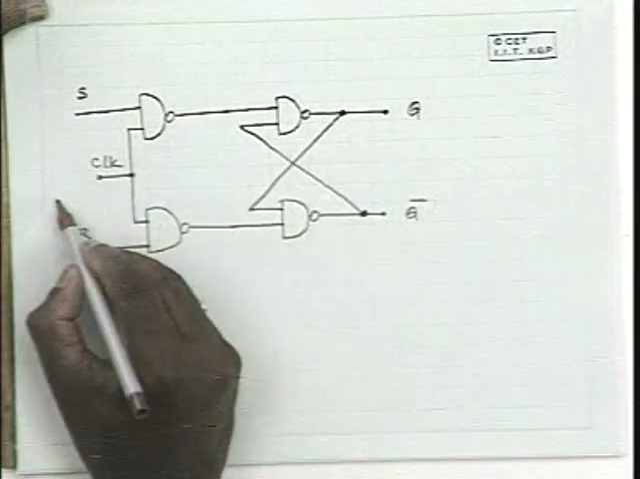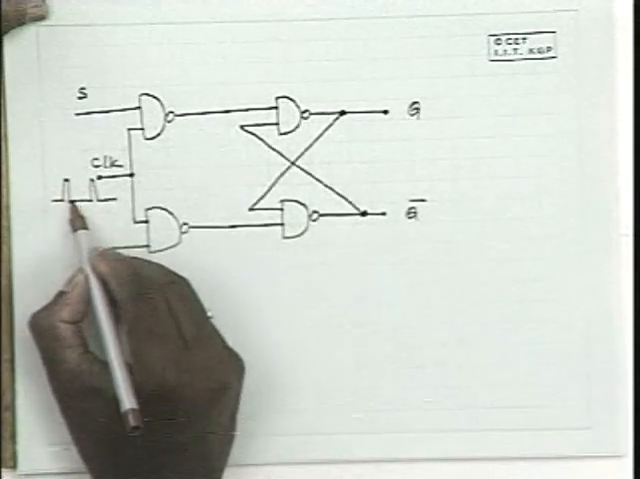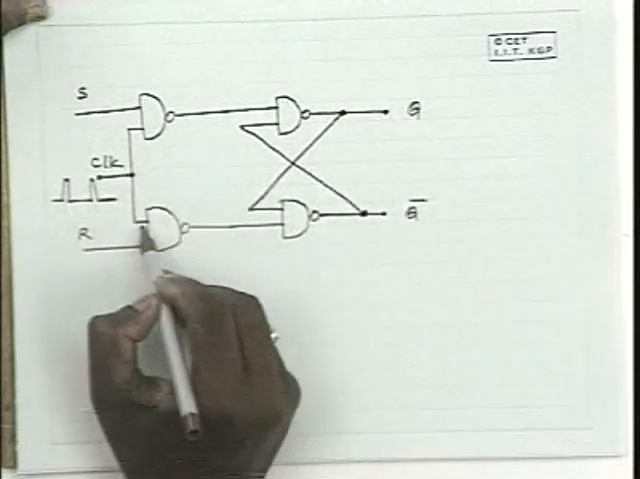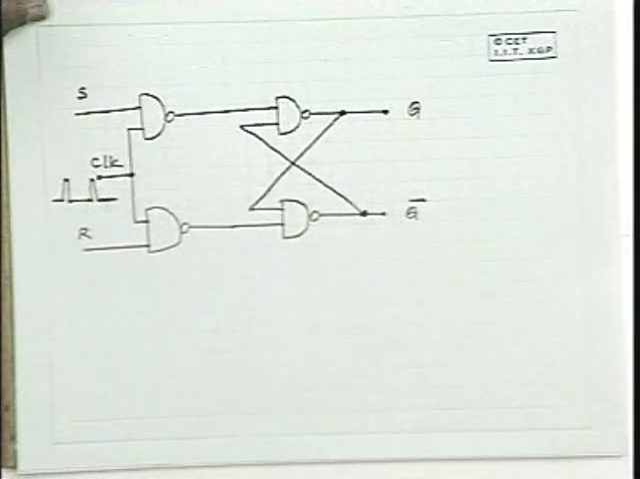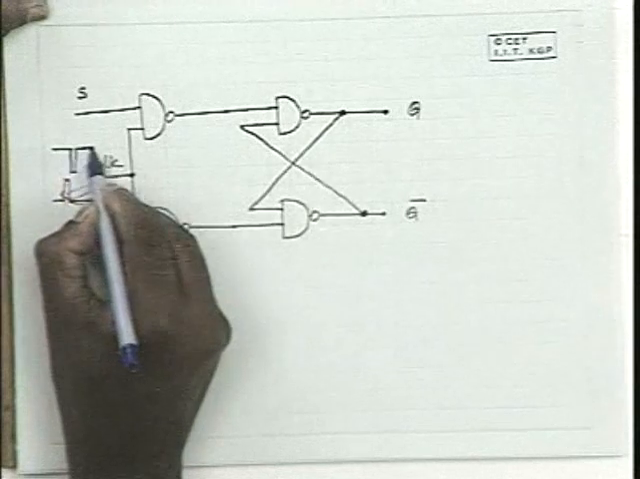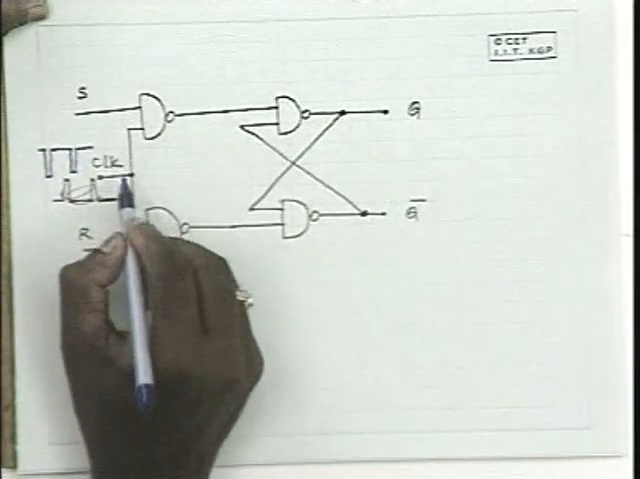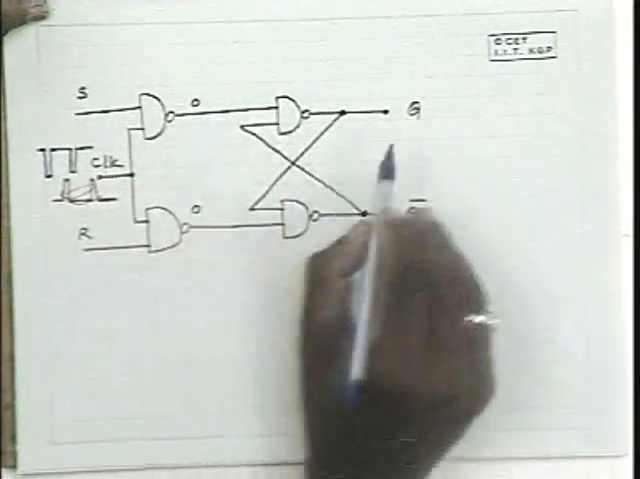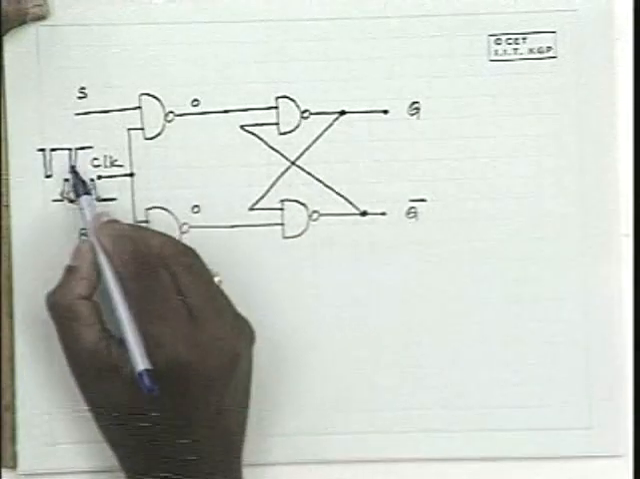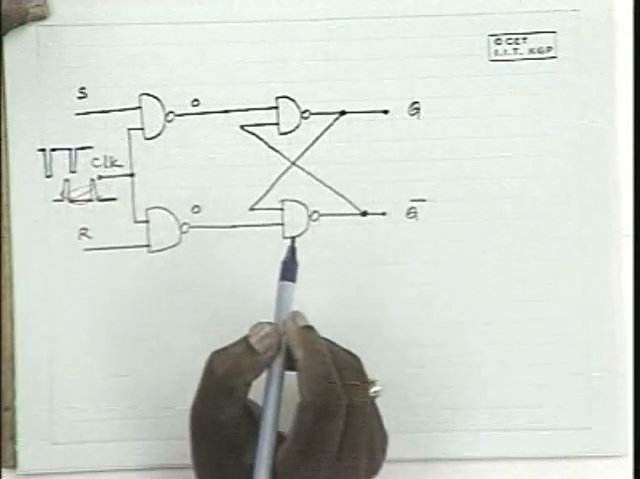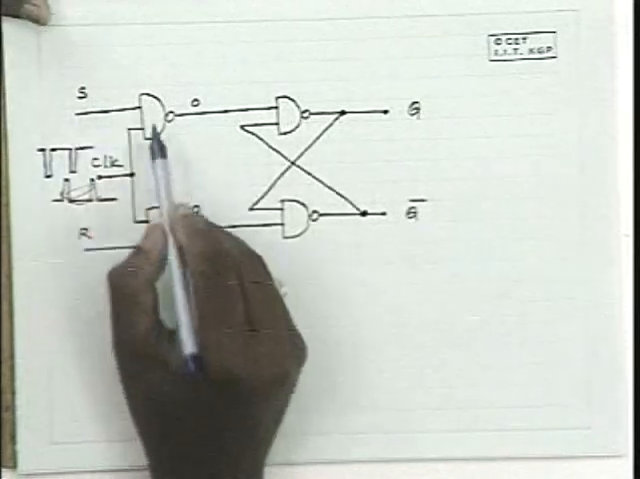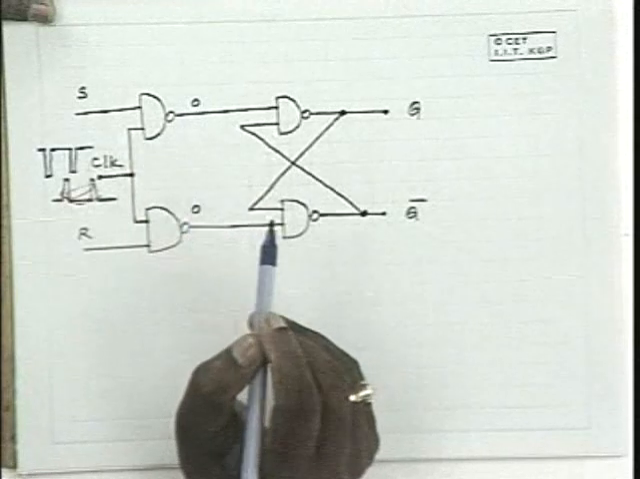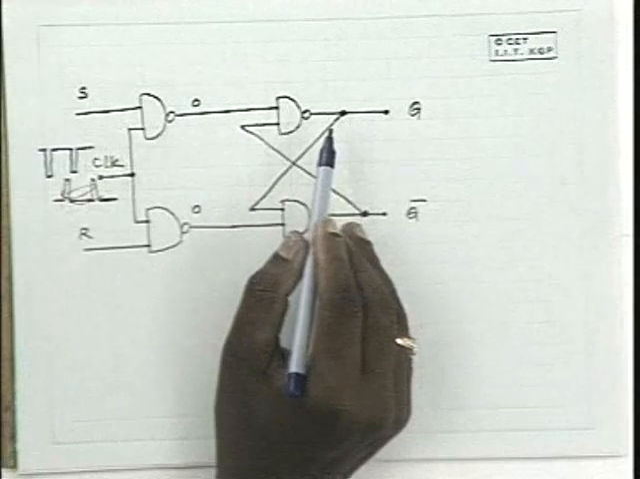So extending this reasoning here, as long as the clock input is 0, the reasoning is the other way around. As long as the clock input is a 1, you have 0, 0 here and there is no change in the state. But when the clock input goes to 0, then these inputs become effective. These inputs are passed to the outputs. And the S and R here get changed.